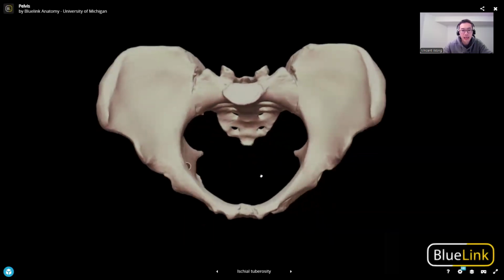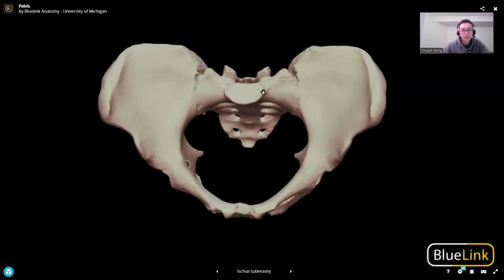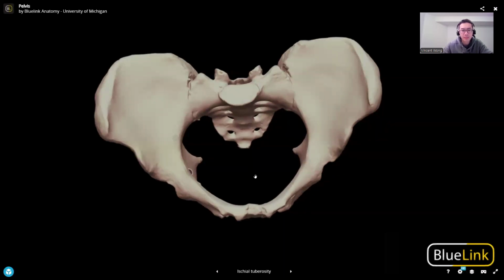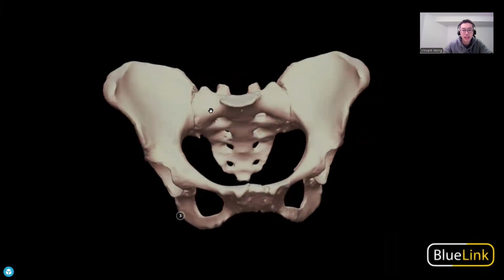Okay, this area here is a little bit wider in females than males. That's how they know whether a skeleton is male or female when they find one. I mean, there are other cues as well, but this is one of the differences. And when the baby is born, the head has to be able to fit through this opening, right? That's why if the baby grows too big, it's possible that it won't fit through, and you will have to do a C-section.